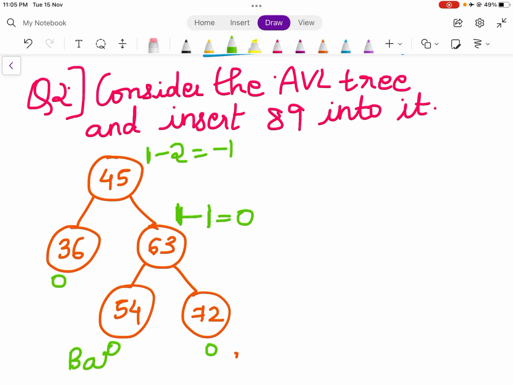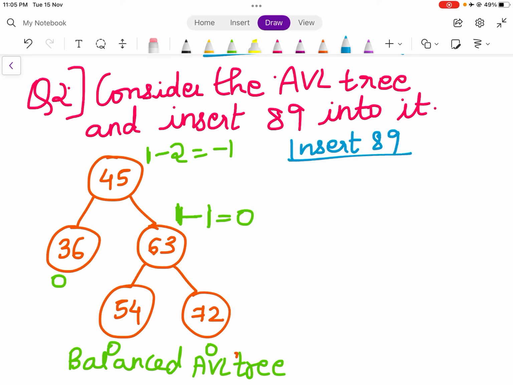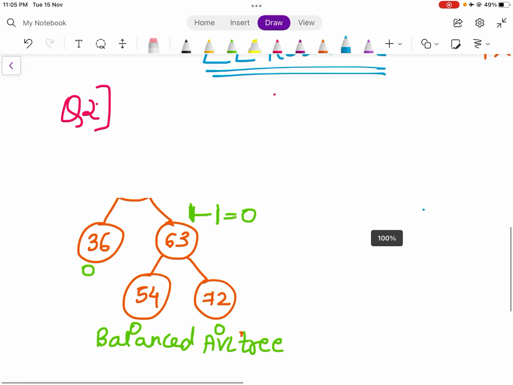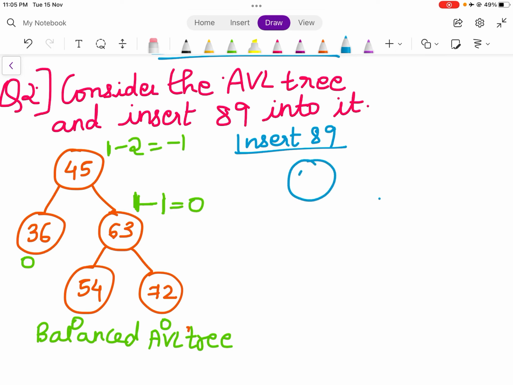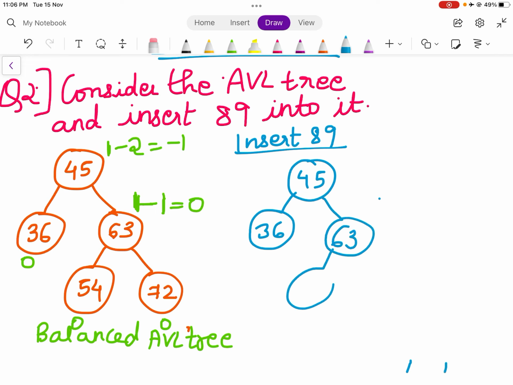So this is a balanced AVL tree. Now in this balanced AVL tree, I want to insert element 89. So how will I do it? 45, 36, 63, 54, 72. 89 is greater than 45, so to the right of 45. 89 is greater than 63, to the right of 63. 89 is greater than 72, to the right of 72.